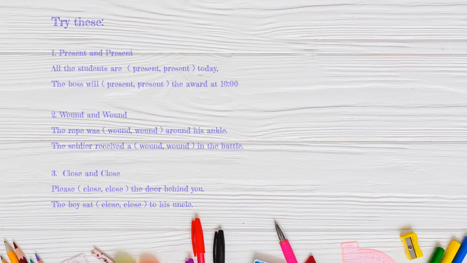All right, let's see how we have done. Number 1. I can pronounce these words as present or present. I will need to read each sentence and see which word makes sense. For example, all the students are present today, or all the students are present today. Which one would make more sense? I would say all the students are present today. The next sentence, the boss will present the award at 10, or the boss will present the award at 10. Again, which one makes sense? I would say the boss will present the award at 10.